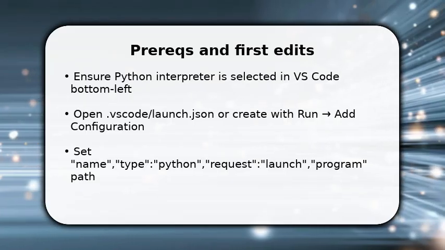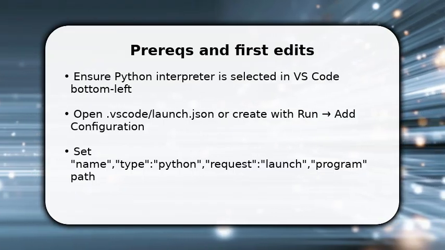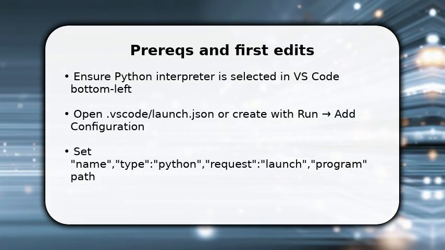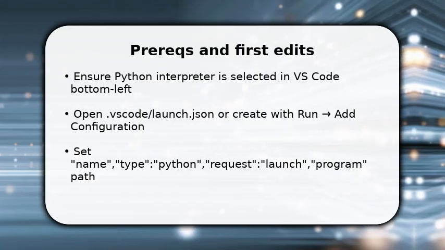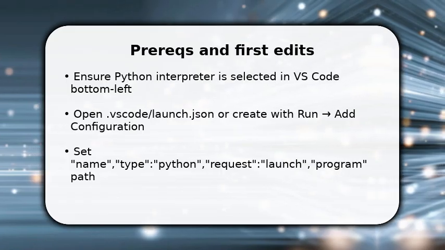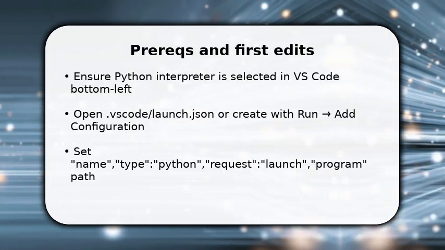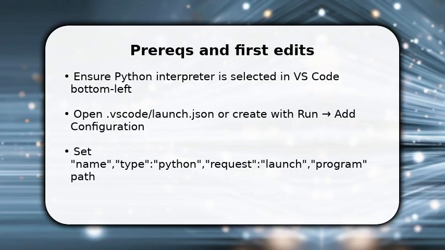You start by confirming the interpreter and opening or creating VS Code/launch.json. Once done, choose the Python launch template so VS Code scaffolds the basic fields. Next, set the program to your entry file and pick the working directory. Also include console, integrated terminal to see input prompts.